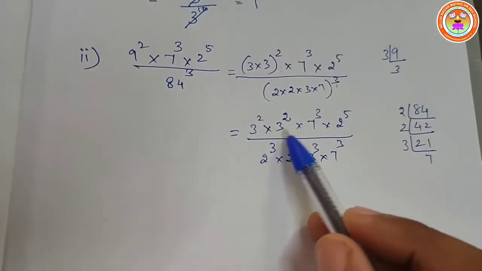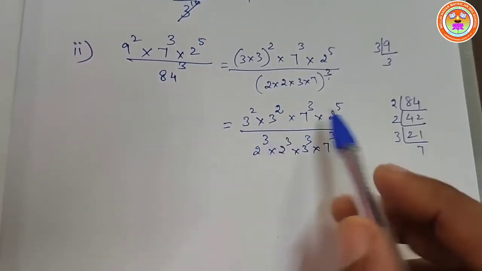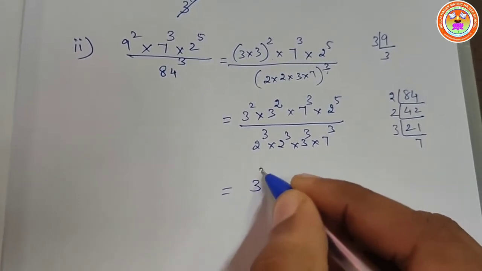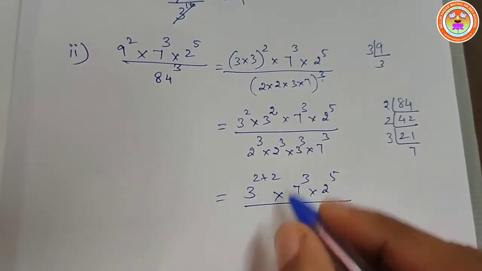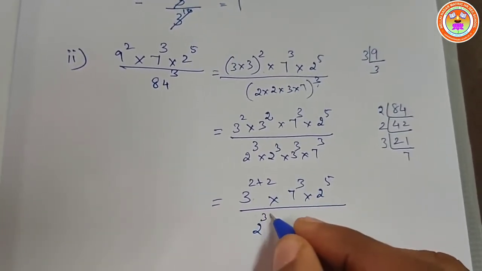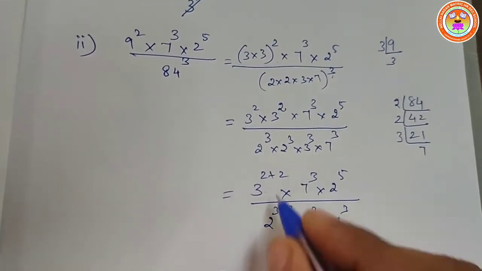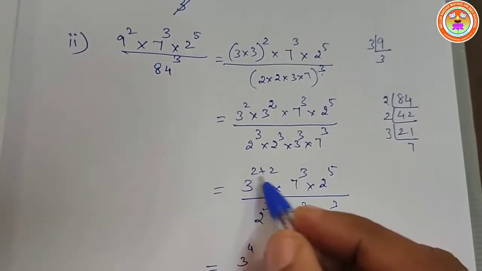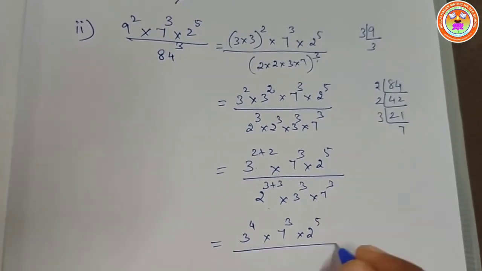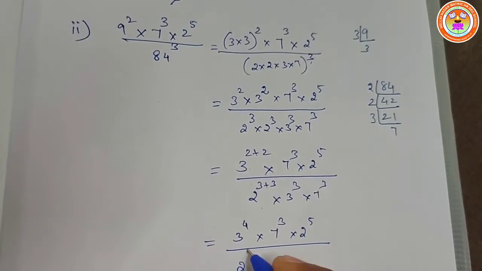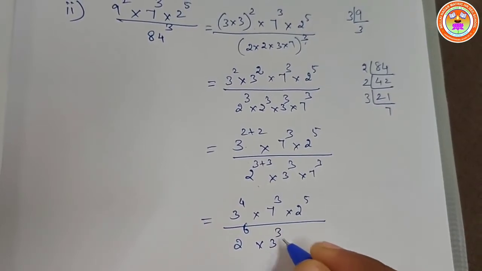Now you can use the first law, that is a power m into a power n equal to a power m plus n. You have to add it. So 3 power 2 plus 2 into 7 power 3 into 2 power 5 divided by 2 power 3 plus 3 into 3 power 3 into 7 power 3. The next step, 3 power 4, since 2 plus 2 is 4, into 7 power 3 into 2 power 5 divided by 2 power 6, 3 plus 3 is 6, 2 power 6 into 3 power 3 into 7 power 3.